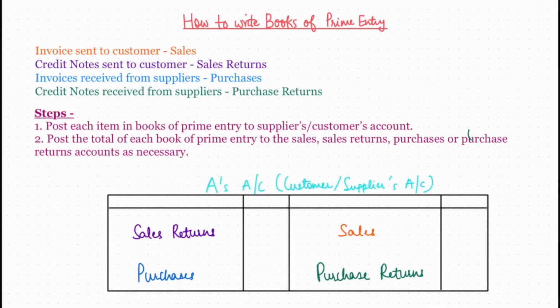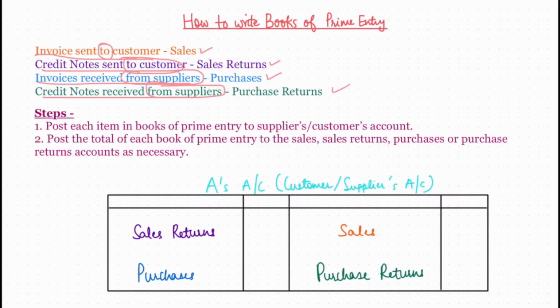How to write books of prime entry. Now in the question, they will give you such phrases, that is, invoice sent to customer, credit notes sent to customer, invoices received from suppliers, and credit notes received from suppliers. So you need to recognize what each phrase represents. Invoice sent to customers represents sales, credit notes sent to customers represents sales returns, invoices received from suppliers represents purchases, and credit notes received from suppliers represents purchase returns.